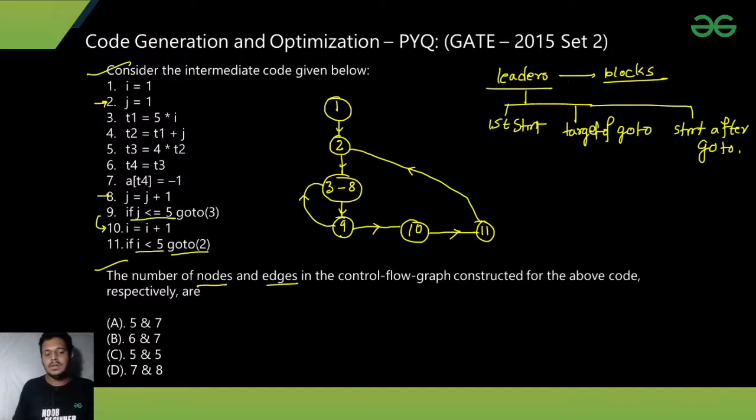Okay, so this path will also be there. So overall, how many nodes are there? 1, 2, 3, 4, 5, 6. So we are finding 6 nodes.